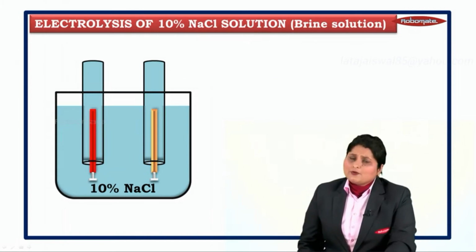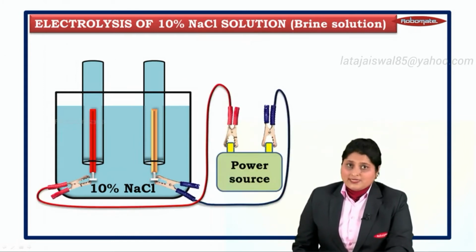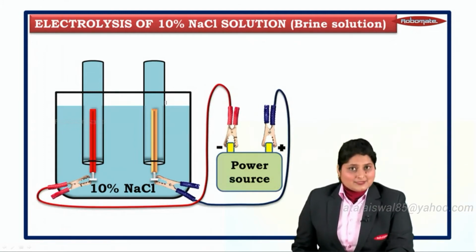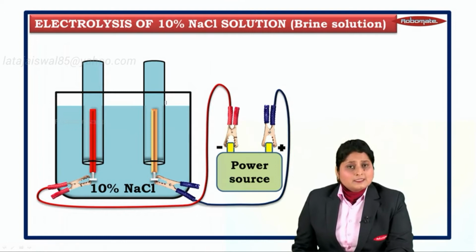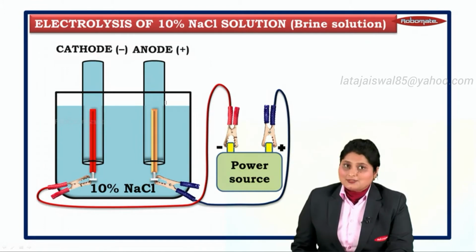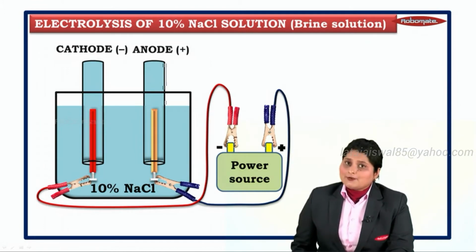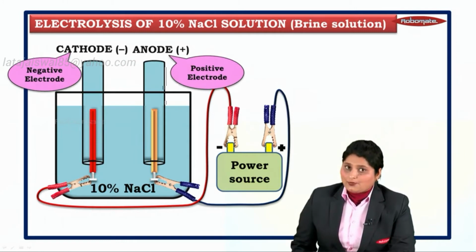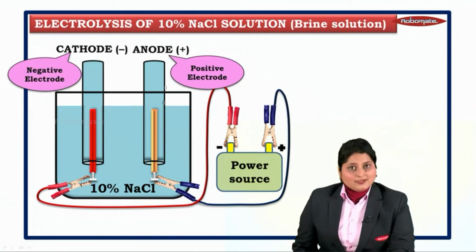We are learning electrolysis, so we need a power source. Battery, which will have two terminals, one positive and the other negative. We are connecting this battery's two terminals with the electrodes. So now one electrode is positively charged, another one is negatively charged. Negatively charged electrode is called cathode and positively charged electrode is called anode. So we have one positive electrode, another negative electrode.